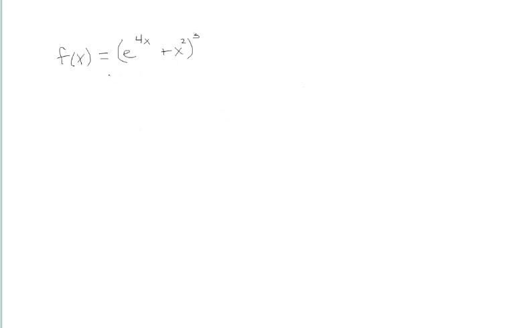Here in this next example, we have the chain rule, and we're also going to need to use the exponential rule. So f'(x) is equal to 3 times the inside of the parentheses, (4x + x²), subtract 1 from the exponent, times the derivative of the inside, which is 4e^(4x + 2x).